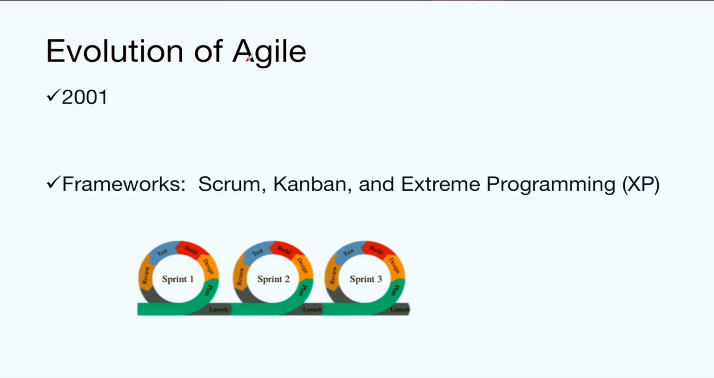Now let us understand about the evolution of Agile. Agile actually started in 2001, and there are various frameworks of Agile such as Scrum, Kanban, Extreme Programming. We will discuss about these frameworks in detail in the later part of the course. Once the Agile started in 2001, there are various frameworks that are mentioned here have been developed. Agile became very popular because it helps the teams to adapt to changes quickly and deliver the software that customers love.